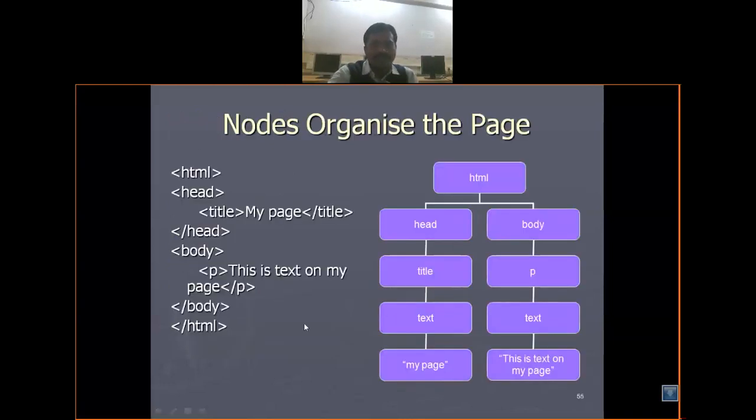When we write simple HTML code and JavaScript, what can we write there? I write HTML, the head tag, the title tag, then the body statement, then a paragraph, then close my body statement and close my HTML tag. It is a tree structure: HTML, then head, then within head a title tag, then I write the text, my page.